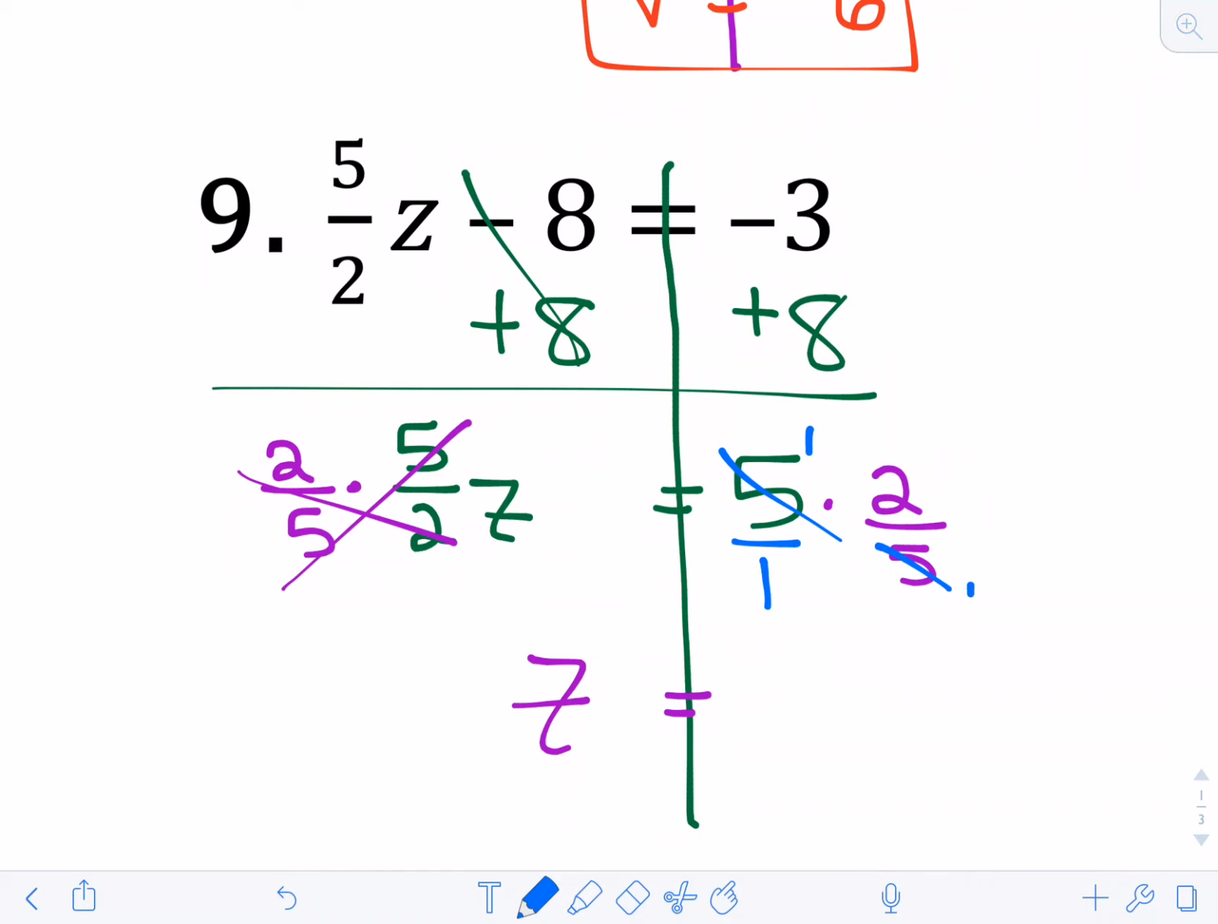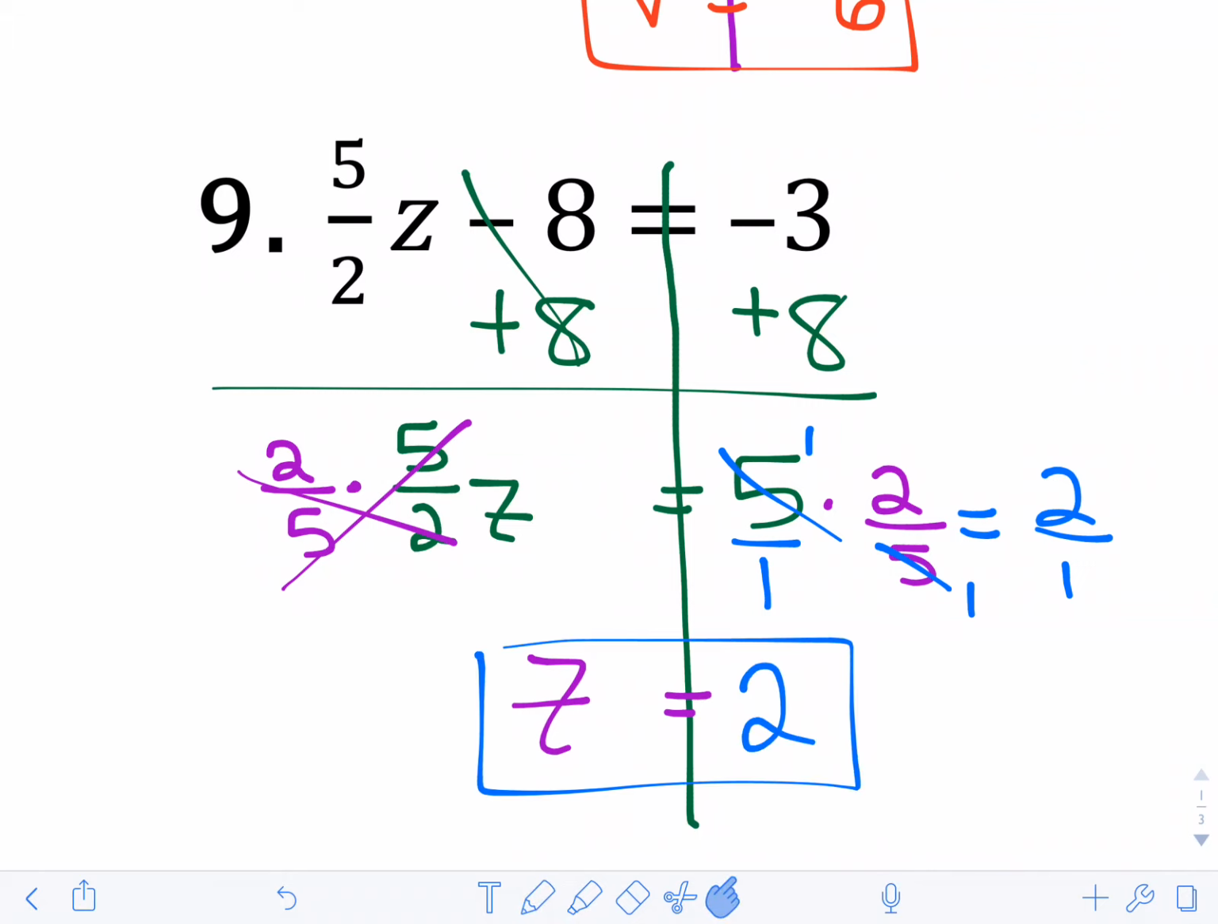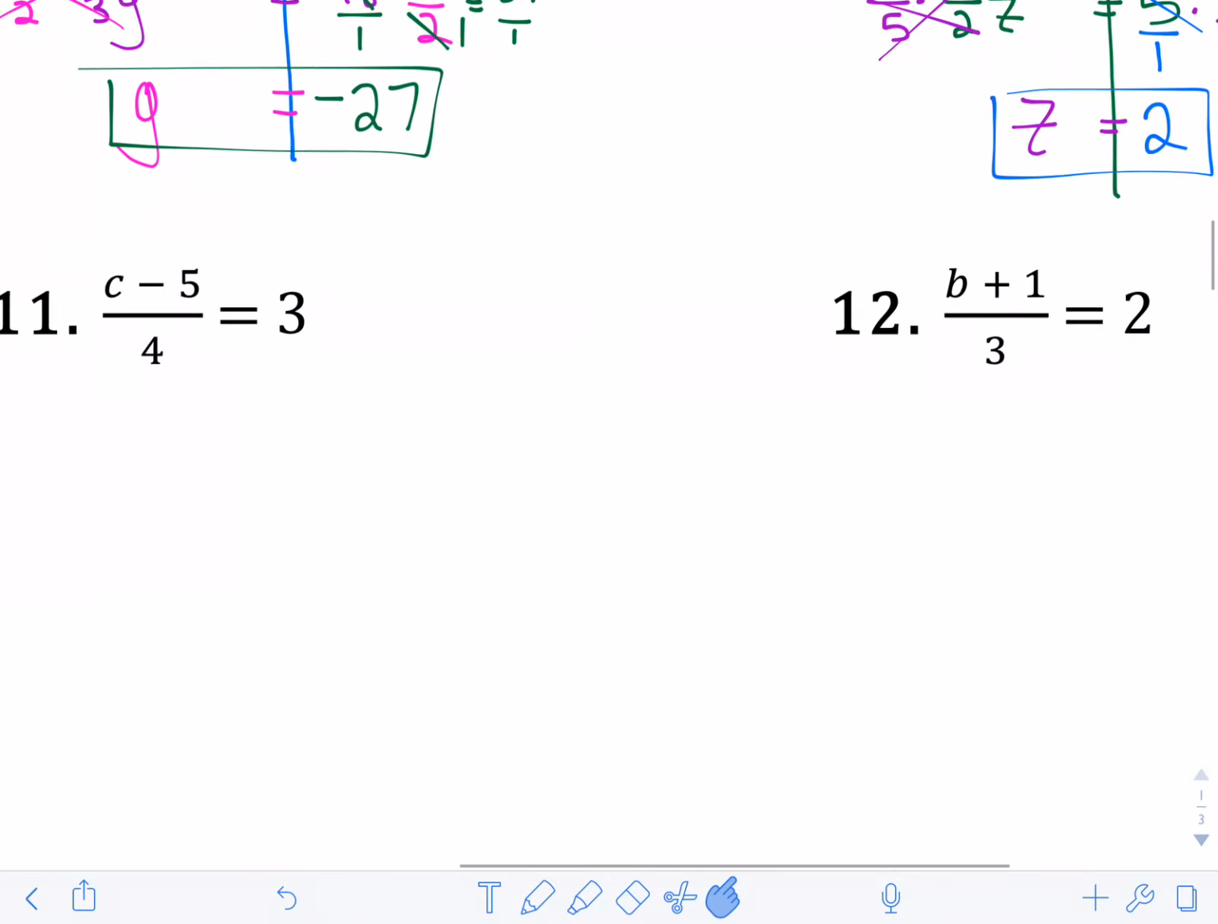So both of these become 1s. So now when I multiply straight across, 1 times 2 is 2. And then on the bottom, I just have 1 times 1 is 1. And again, anything divided by 1 is just that whole number, so z is equal to 2. And you can always check by plugging this back into the calculator. All right, we got 3 more.